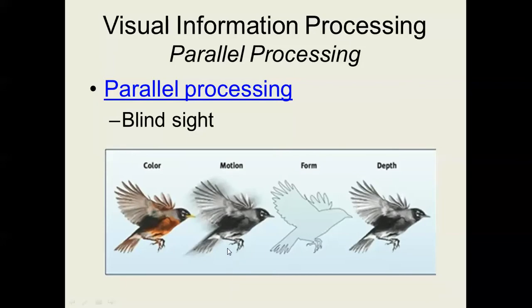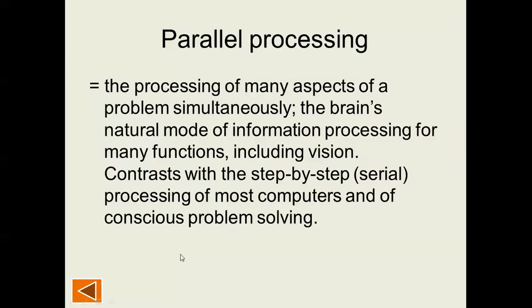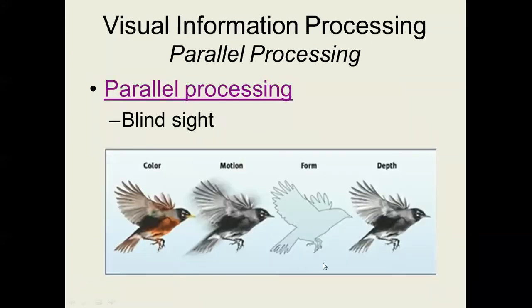Subdimensions of vision, color, movement, depth, and form are processed by neural teams working separately and simultaneously. And this illustrates our brain's capacity for what we call parallel processing. Other teams collaborate in integrating the results, comparing them with stored information, and enabling perceptions. This contrasts sharply with the step-by-step serial processing of most computers and conscious problem solving.